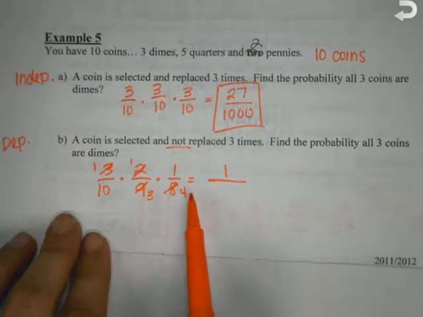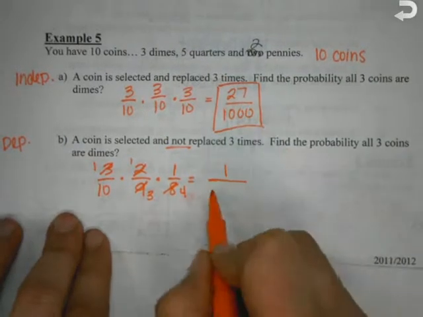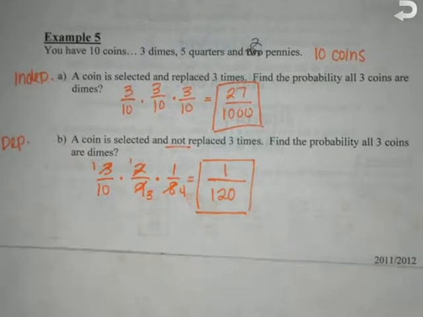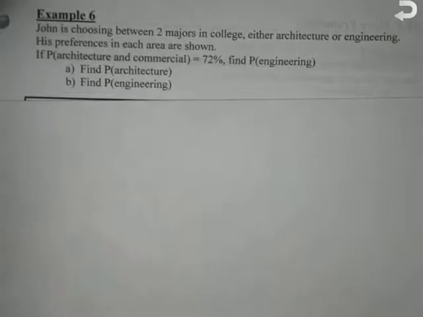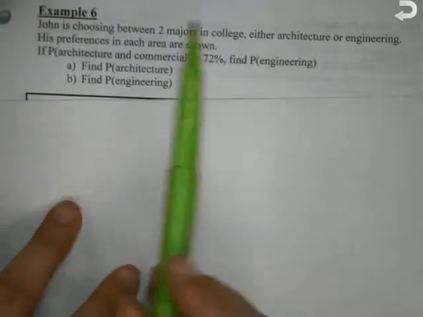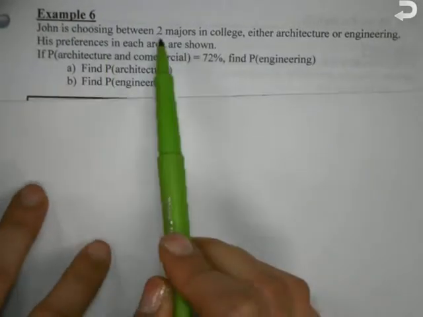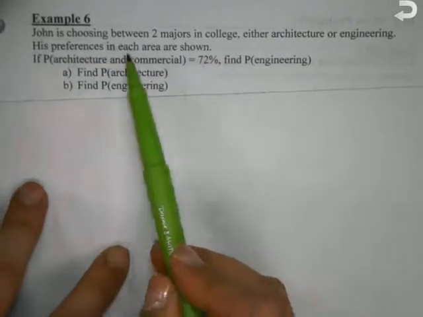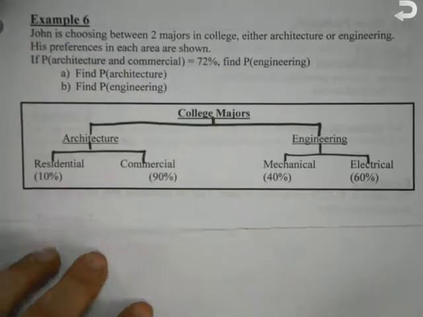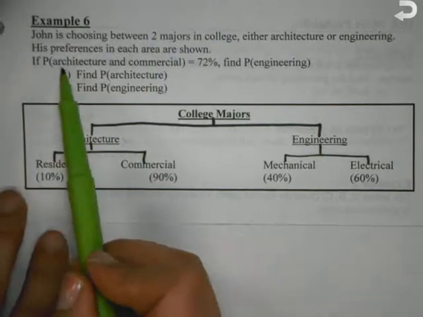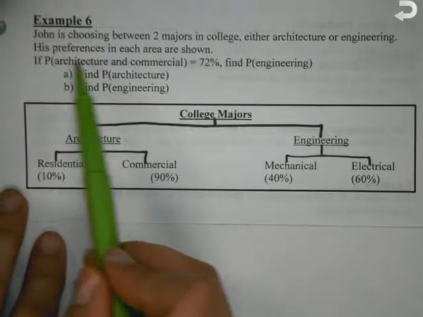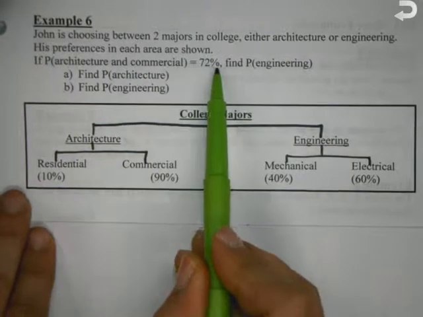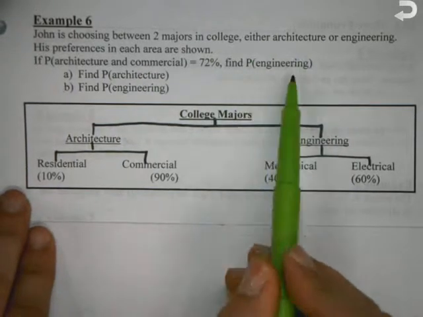Example 6. John is choosing between 2 majors in college, either architecture or engineering. His preference in each area is shown below, and that's the chart. If the probability of him choosing architecture and commercial architecture is 72%, what's the probability that he's going to pick engineering? Okay, so first we need to find his probability of picking architecture, and that will help us find his probability of picking engineering.